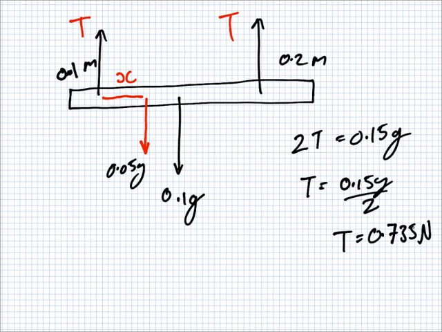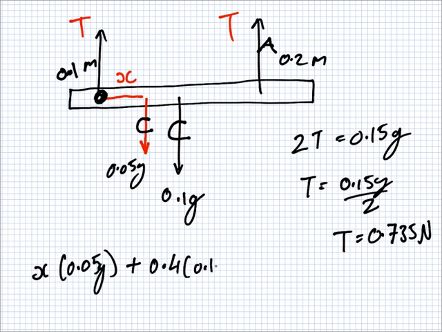So next I'll use the turning force. If I take this as the turning point, is this one clockwise or anti-clockwise? Clockwise, going around this way. And the next one? And the last one? Okay. So the first one is X times 0.05 G plus 0.4 times 0.1 G, and that should equal 0.7 times T, which we know.